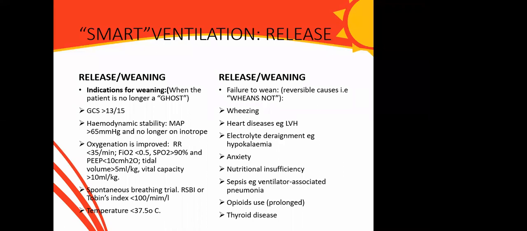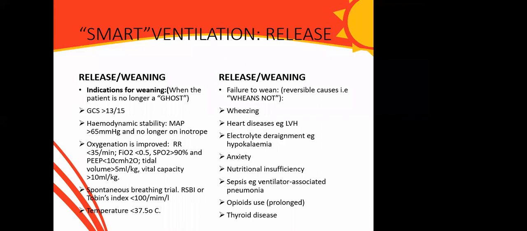O is when oxygenation has improved. Your respiratory rate is less than 35 cycles per minute, you are giving FiO2 less than 0.5 and achieving SpO2 greater than 92%, and you are requiring less than 10 centimeters of water of PEEP.